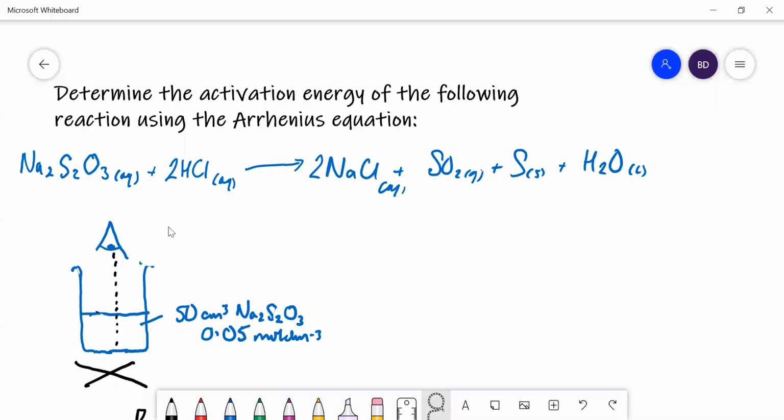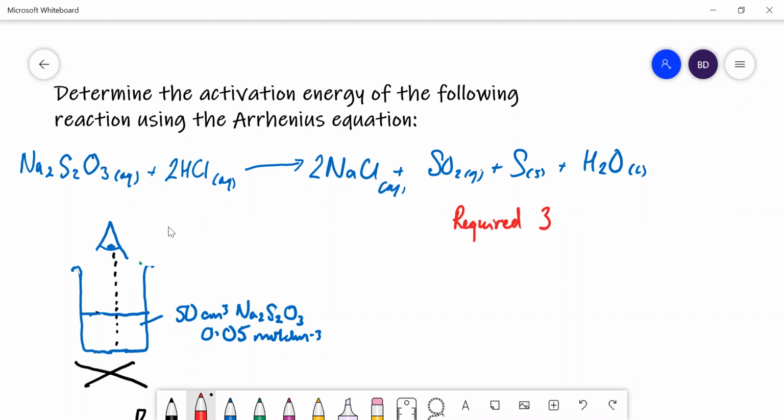Okay, so this is actually required practical 3, which you usually do in year 12, and you can't actually do the processing of the results properly till you do the rates of reaction topic in year 13. So we're going to determine the activation energy of this reaction here.